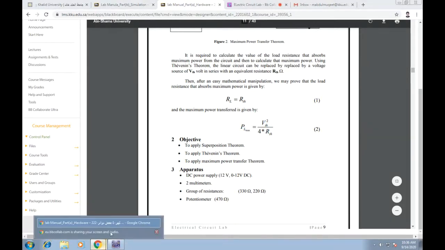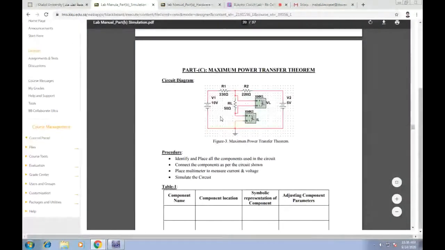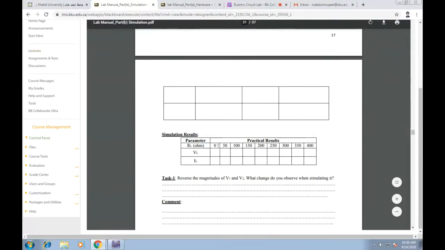So if you use the same circuit, the circuit is the same, just you have to put this as VL and IL. Based upon that, you have to increase the value of the load resistor in steps. You have to measure voltage and current. Then you have to use the formula for power to find the maximum power.